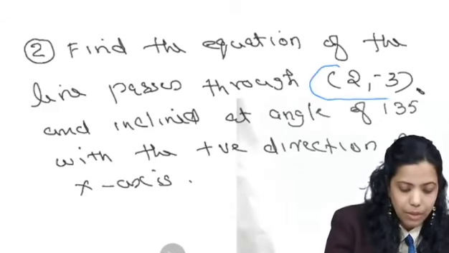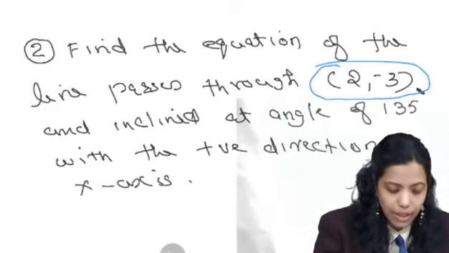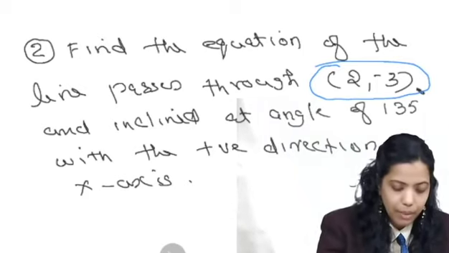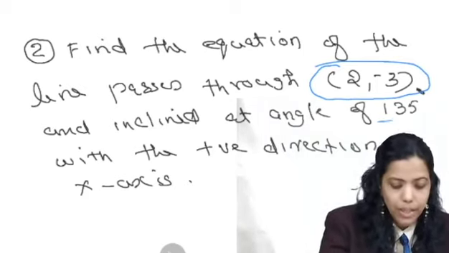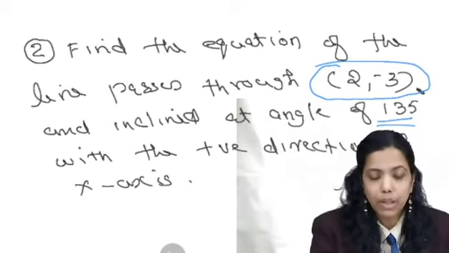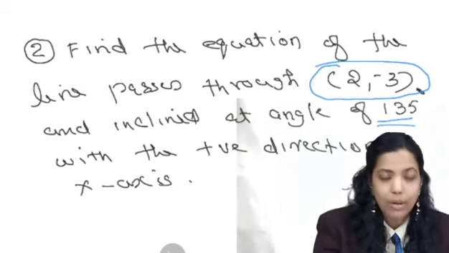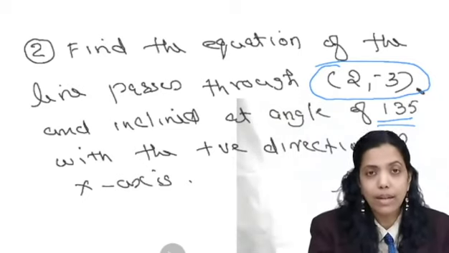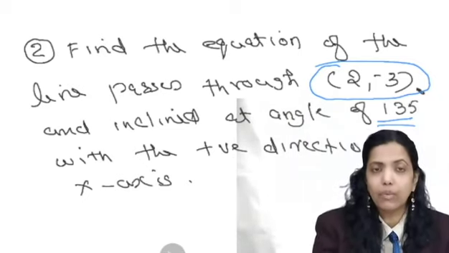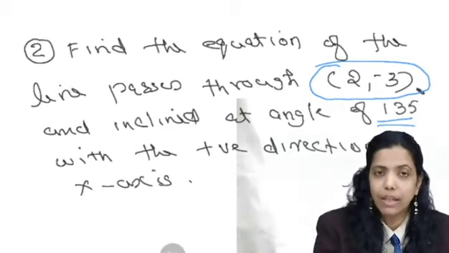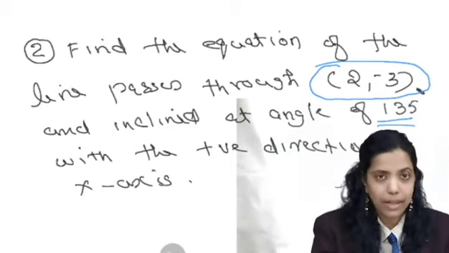If I check this question, definitely the point is given: 2, -3. One of the points is given, and along with that, the angle of inclination is given as 135. We know that if the angle of inclination is given, the slope of the line is found as m equals tan theta. So you can do it as homework.